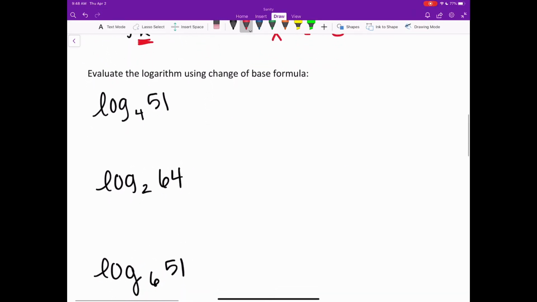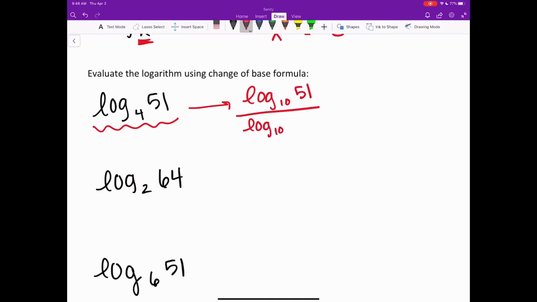Okay. Now we're going to evaluate the logarithms using the change of base formula. This is where you're probably going to need a calculator. So we had the change of base formula. Basically, we're going to pick a new base, and we're going to be dividing some stuff. And we're usually going to pick a base of 10, since our calculator works really well with calculating base 10. So the change of base formula goes as follows. It takes this thing, which is, I don't know what that number is. I could plug it into my calculator as log base 10 of 51 divided by log base 10 of 4.